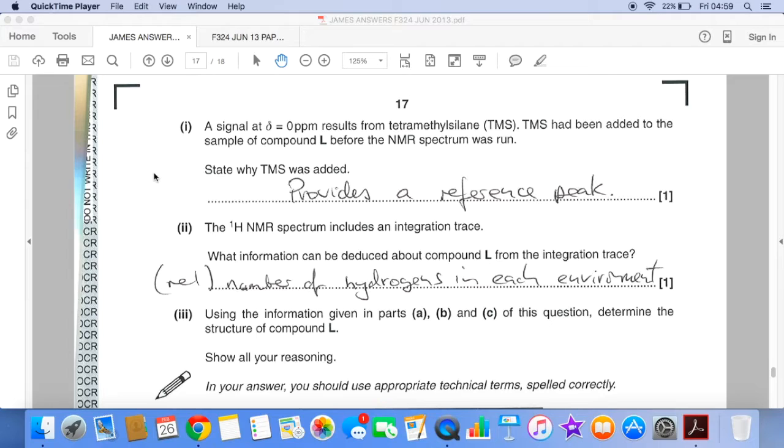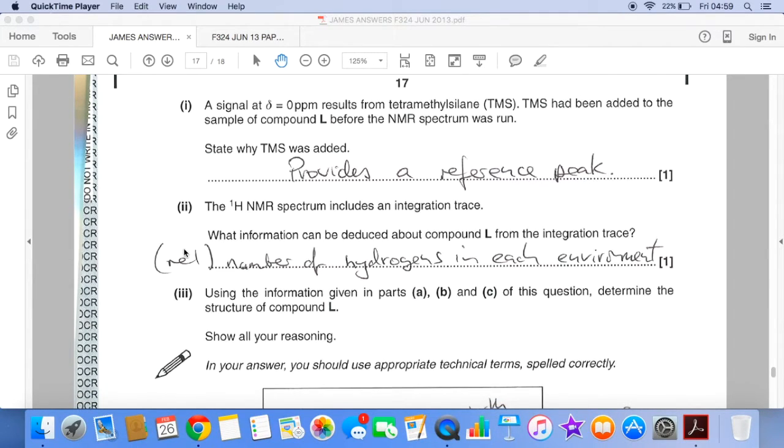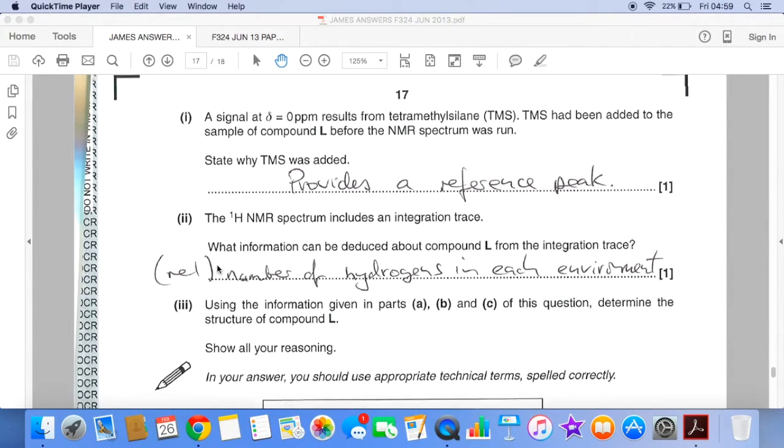Part C deals with the proton NMR. So we've got to state why TMS is added, and that provides a reference peak, or you could say it has a shift value of 0 ppm. What information can be deduced about compound L from the integration trace? The relative number of hydrogens in each environment.